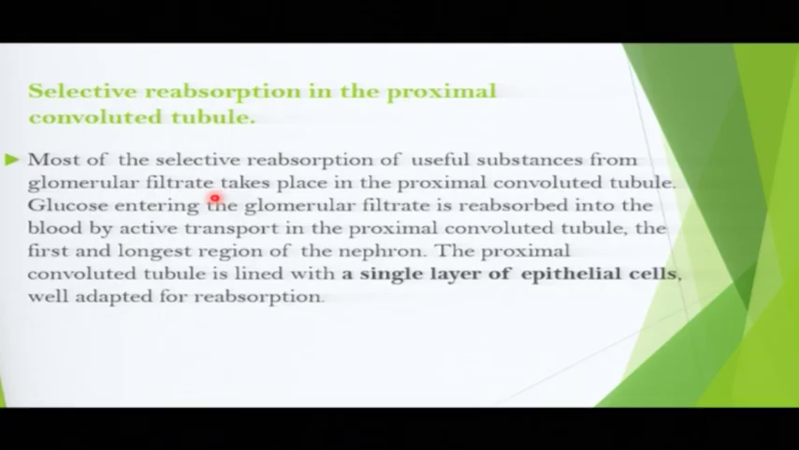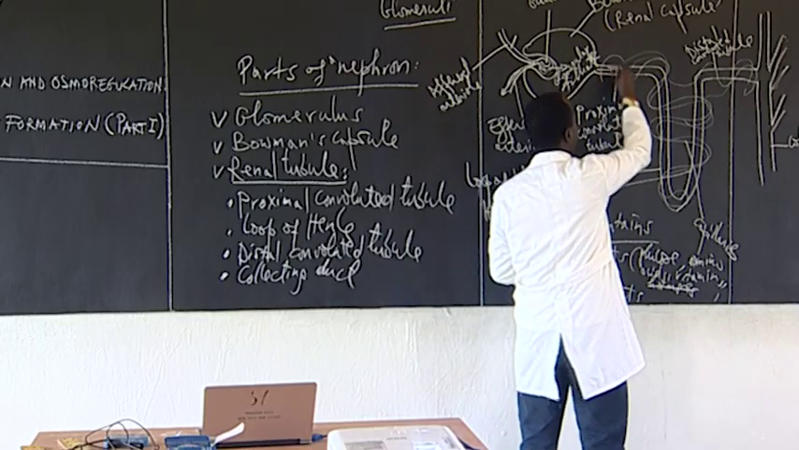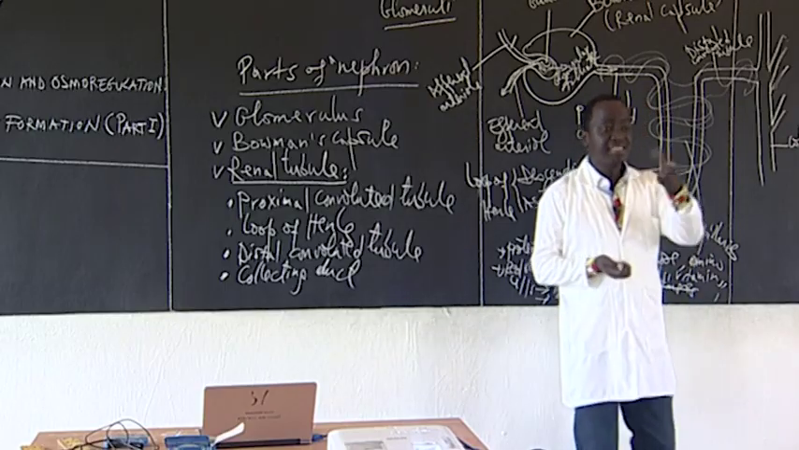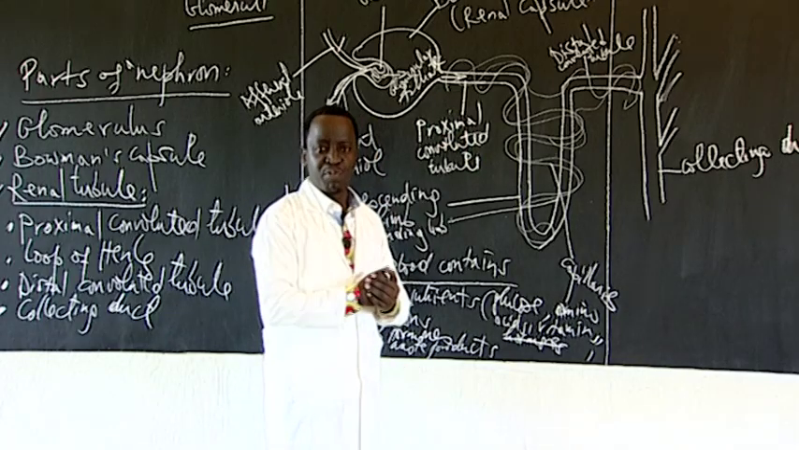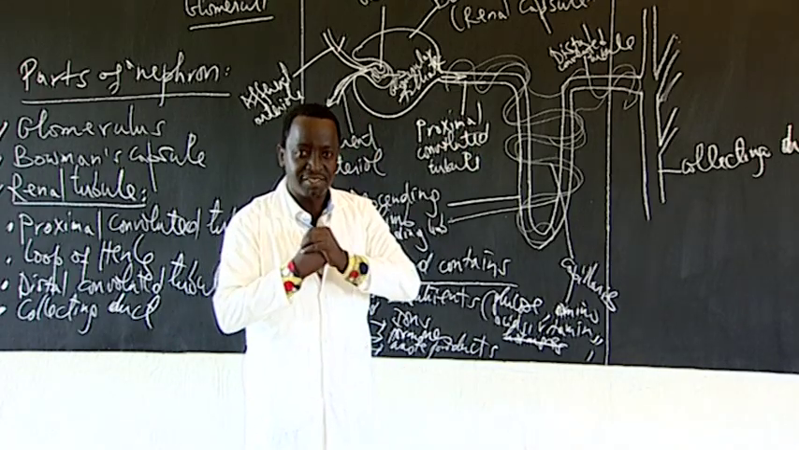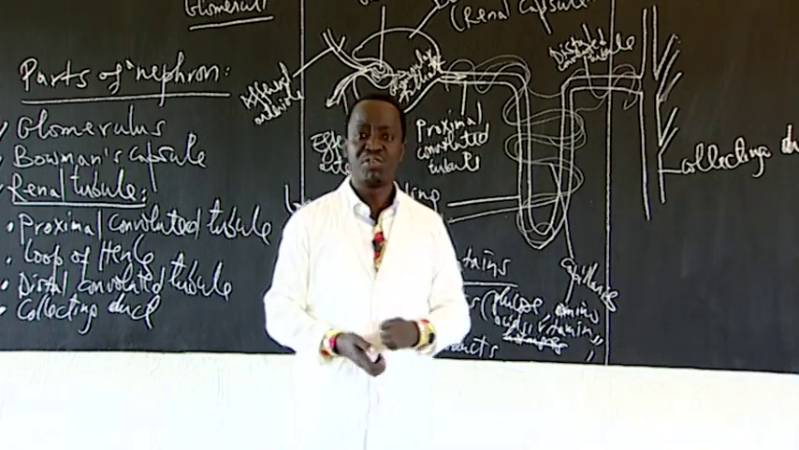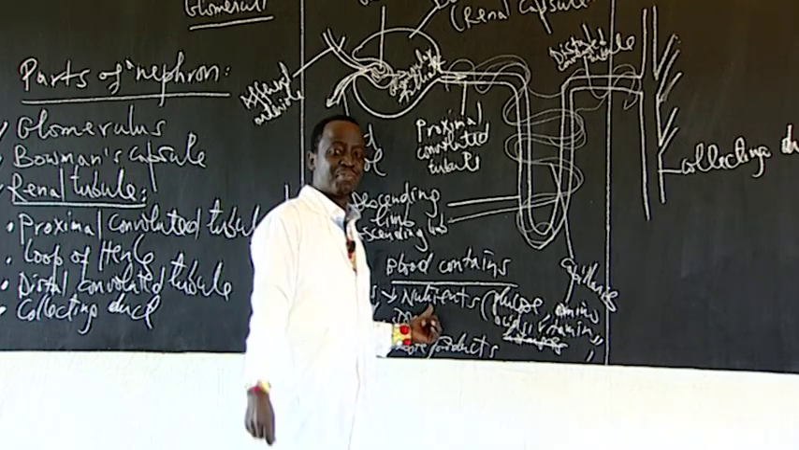Now, after glomerular filtration, we have what you call reabsorption, selective reabsorption. Because our glomerular filtrate, our primary urine, has already been filtered, it has to pass here at the proximal convoluted tubule. You know what is going to happen, my friends? Because this glomerular filtrate contains even the useful material. All the nutrients have been filtered. Because they are small, they have passed.